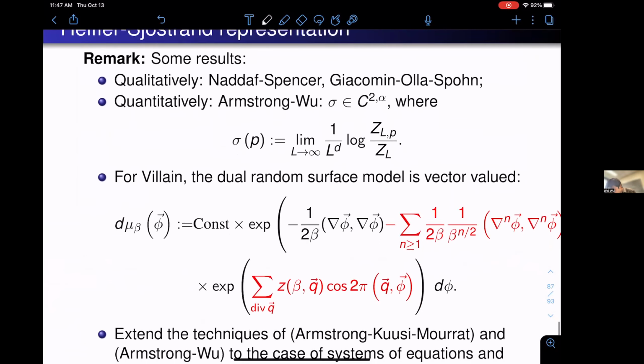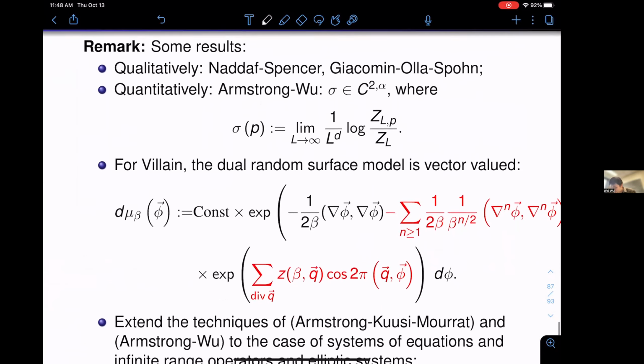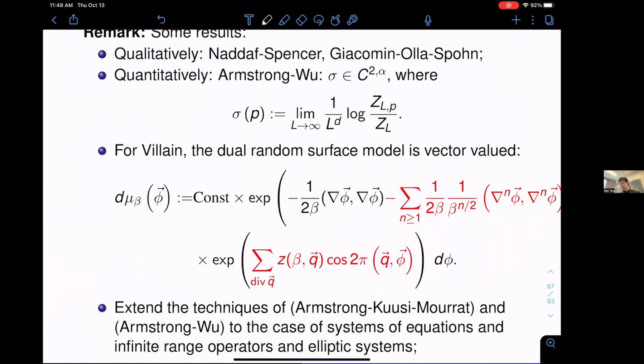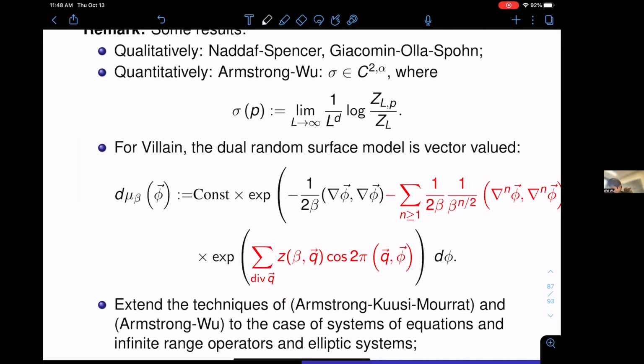Just a very quick comment: the first work on the homogenization of the Helffer-Sjöstrand equation was done by Naddaf and Spencer, and there was also a parabolic version of that by Giacomin and Spohn. These works did not quantify the rate of convergence. The first work that quantified the rate of convergence for the Helffer-Sjöstrand equation is a paper with Scott Armstrong that we wrote, where we used that to study the regularity properties of the surface tension of gradient models.